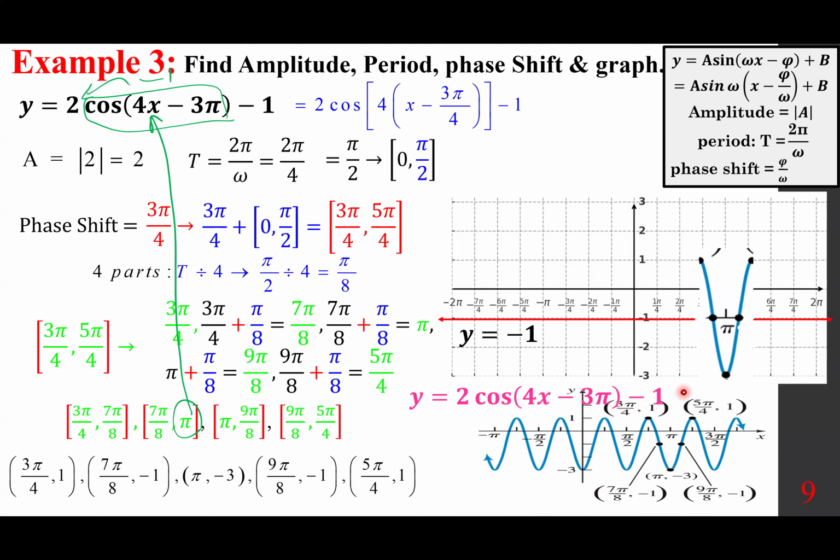Again, the other method is very simple as well, and that means just ignore the negative 1, graph this. Basically, if you want to graph that, just add 1. This becomes 2. This becomes 0, this becomes -2, this becomes 0, this becomes 2, and then shift it down. Either way is fine.